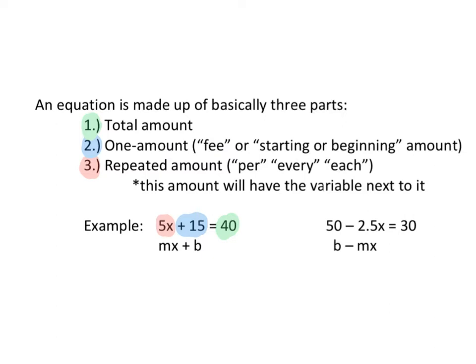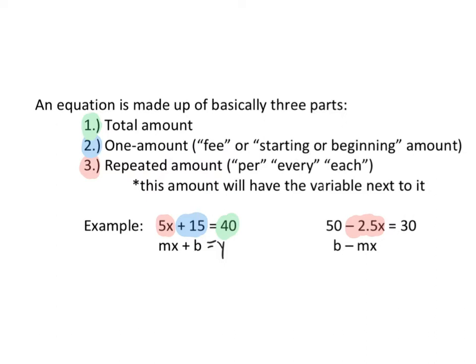It's always in the form mx plus b equals y. So that's the last part, equals y. So over here on the other example, the repeated amount, again, it's with the x, the variable. The sign before it goes with it, meaning right here, this negative, it means negative 2.5x.